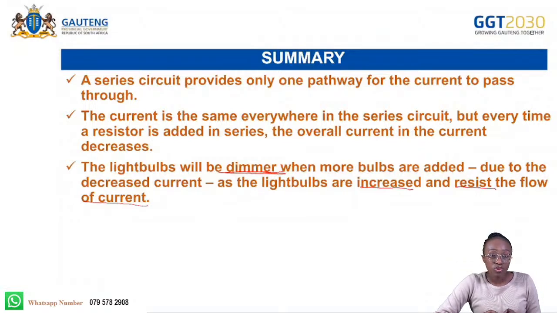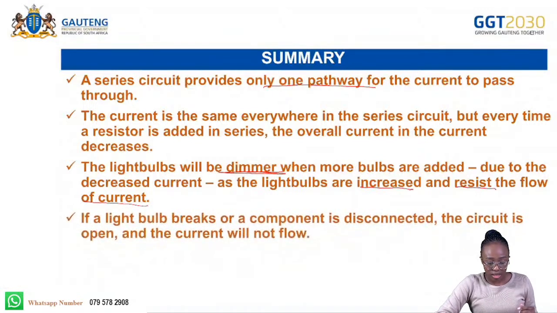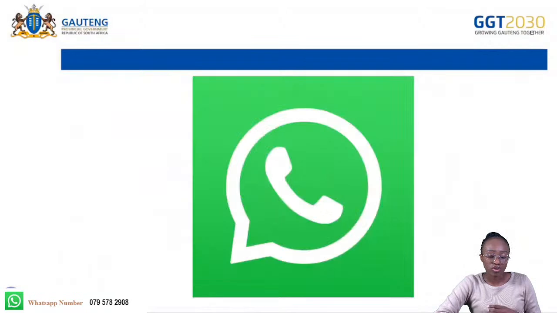And also, in a series circuit, all the components are connected end to end, one after the other. Why is it so? Because there is only one pathway allowed for the current to pass. And if a light bulb breaks or is disconnected, the whole circuit is going to be affected, because the circuit is going to be open. An open circuit is an incomplete circuit, and therefore current cannot flow.